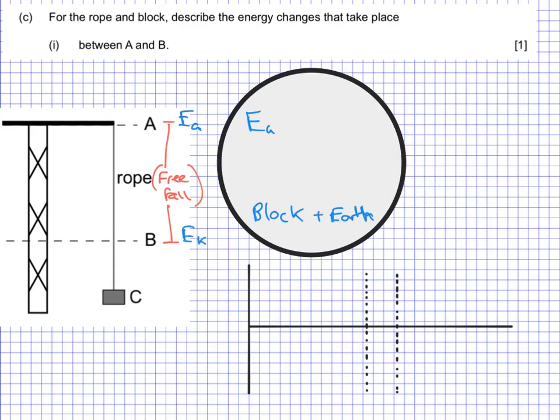So I'm going to talk about the energy at position A. The gravitational, actually let's annotate that a little bit differently. That's the gravitational energy at A. And then that's going to change to a different type of energy at position B. It's going to be kinetic energy, and that's at location B.